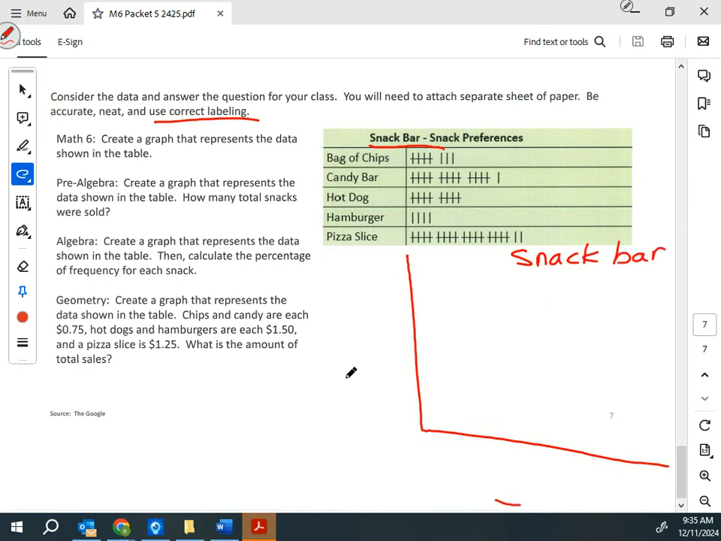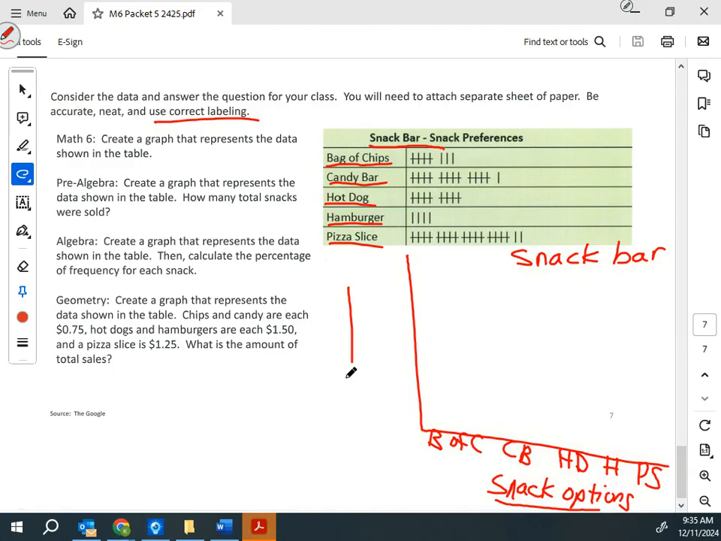You need to have a title for the bottom, a title for the side. On the bottom, you're going to want to put your different snack bar things. So, bag of chips, I'm not writing it out because I'm going quick. You can write it out. Candy bar, hot dog, hamburger, and pizza slice. What would those be? What label would I give to those? Food options or snack options. We need to title it so we know what those are.